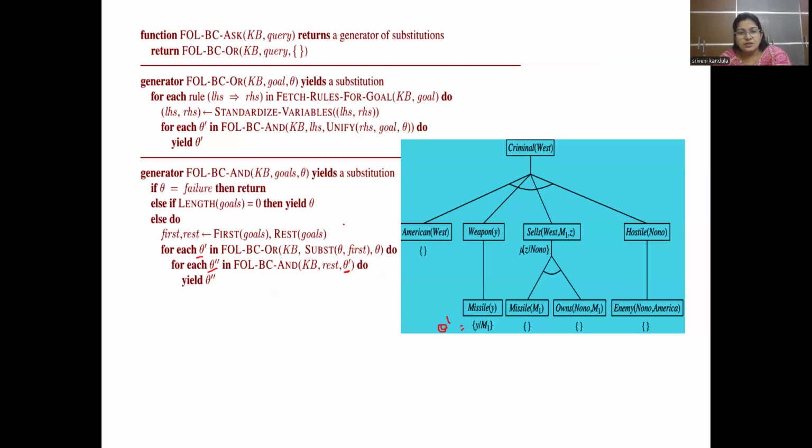Okay, so then you need to solve these two goals. If it is an AND node, you have to solve the first of the goals, then the rest of the goals. All the goals must be satisfied. That goal can again be an OR node or an AND node. So if you solve these two, then only you will get the solution for an AND node. You will be reaching the goal of your AND node.